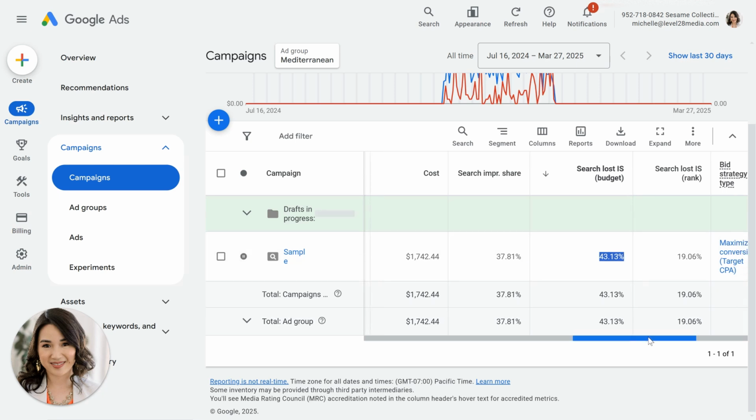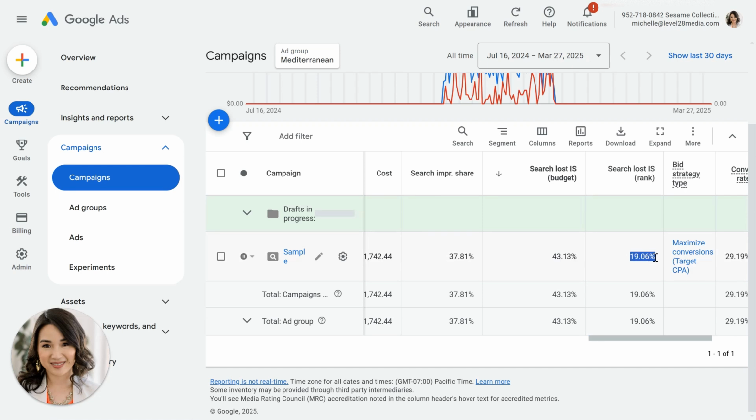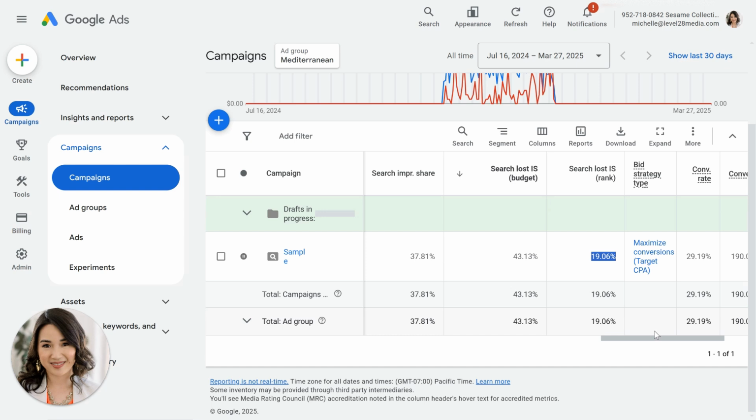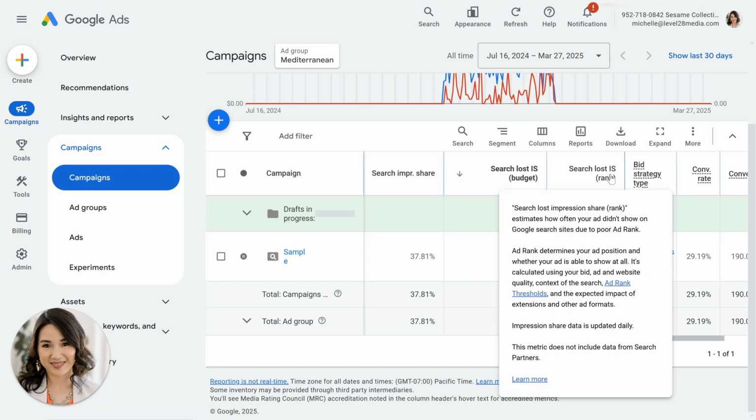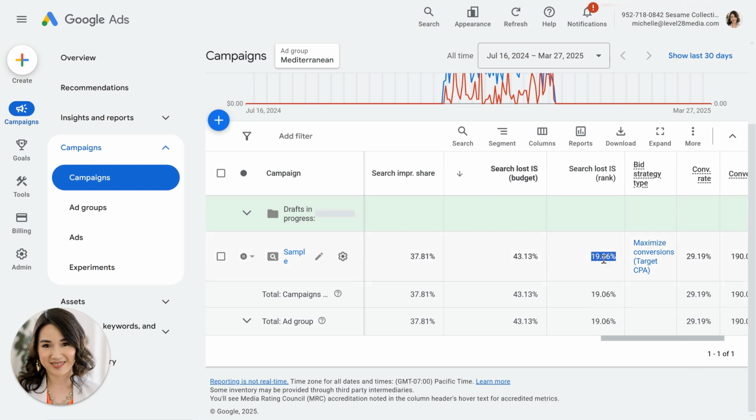The other metric that I want you to look at, and this is where things might get a little bit tricky and might have a stronger impact on your cost per acquisition or cost per lead goal, is your search impression share loss to rank. This estimates how often your ads didn't show on Google search sites due to poor ad rank. For this one, the higher the number, the worse you're doing. If you have a high number, probably even above 20%, you've got room to improve your ad rank in order to capture more potential searches.